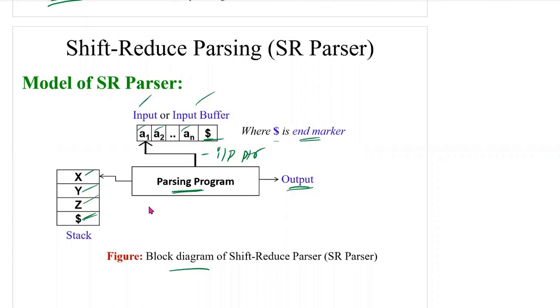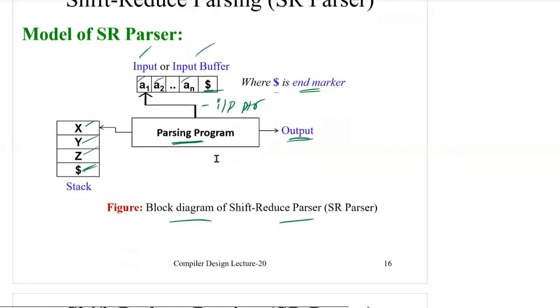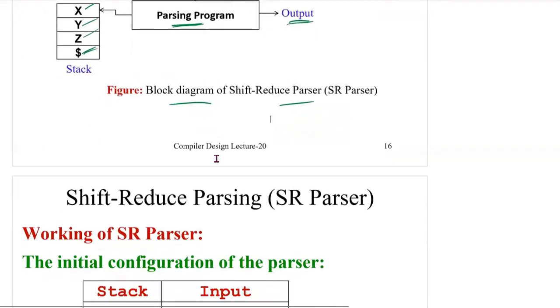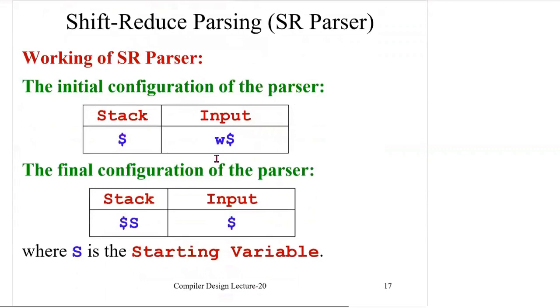So this is the block diagram of the shift reduce parser, also called the SR parser. Here the parsing table is not there, and the remaining components and the model are the same as the predictive parser. Now let us see the working of this shift reduce parser. First, the initial configuration. Initially, we take the stack as dollar, that is empty, and the input w ended with dollar, the end marker.